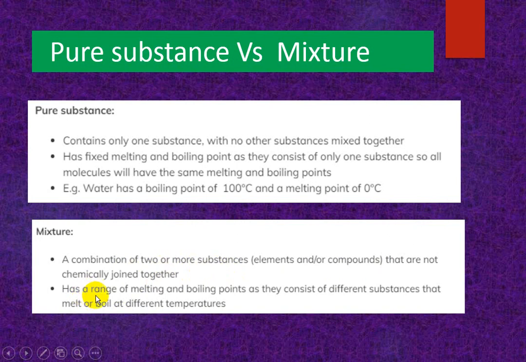For this reason, a mixture has a range of melting and boiling points, as it consists of different substances that melt and boil at different temperatures. A range means it starts melting from 5 degrees, or 10 degrees, or 15 degrees, and ends at 30 degrees. It melts gradually. But a pure substance melts at a fixed temperature, like 100 degrees Celsius, all the substance melting together. A mixture melts or boils over a range of temperature.